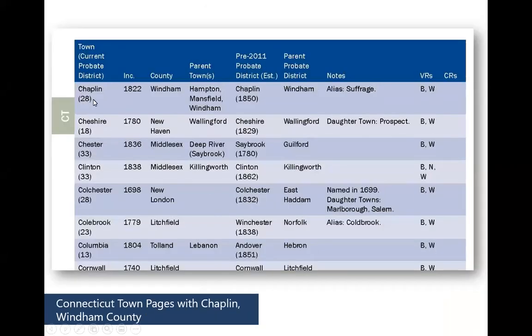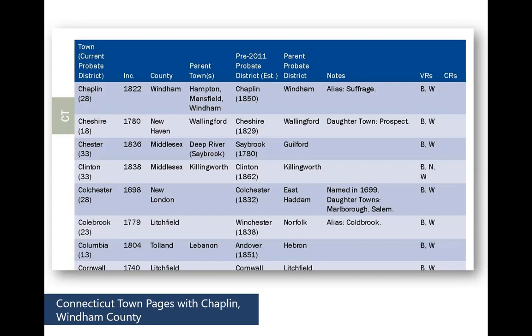In the town table for Connecticut, all the towns are listed in alphabetical order. Chaplin just happens to be at the top of this page, and we see that it is part of Probate District 28. Now, the importance of this will become clear in a few minutes. The town was incorporated about 1822, and it was formed from the towns of Hampton, Mansfield, and Windham.